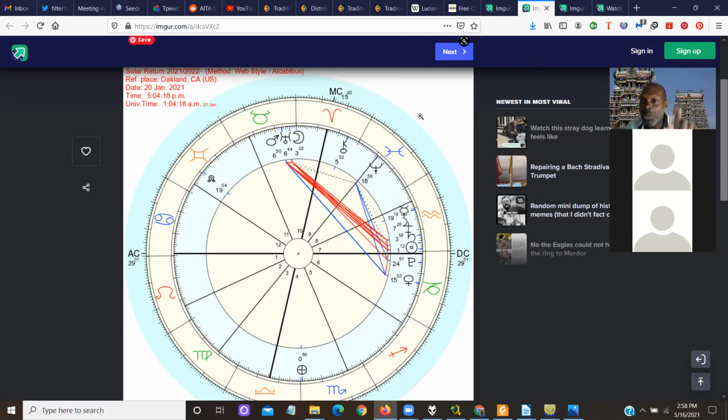But that's how you would do it. That's basically what you would be looking for. This is the dispositor for the year, and you would also obviously be looking for the partner, but she doesn't have one, so this is what's going on with the distributor for the year, this applying square to Jupiter. All right, let's move on here.